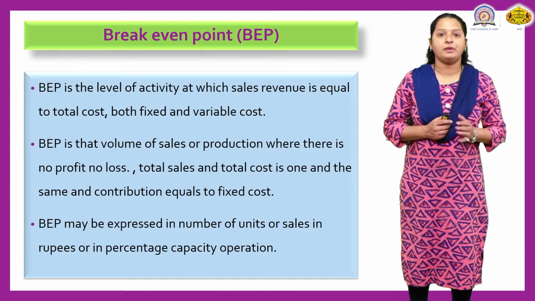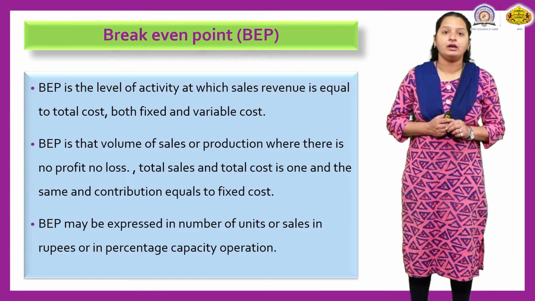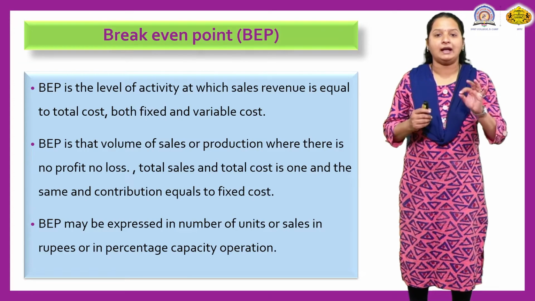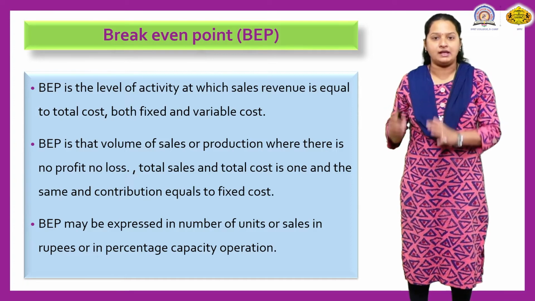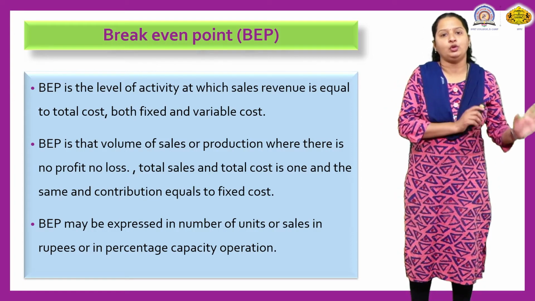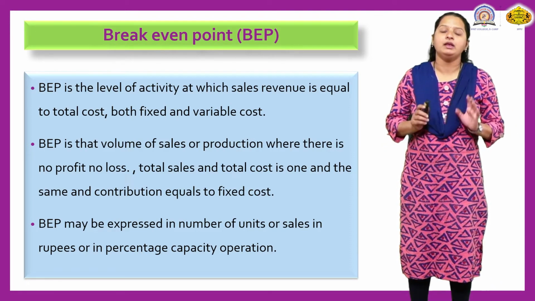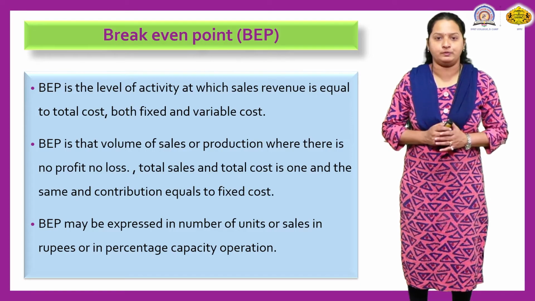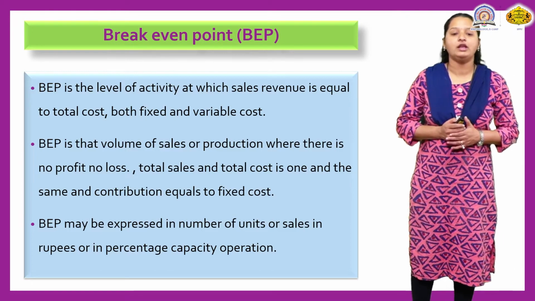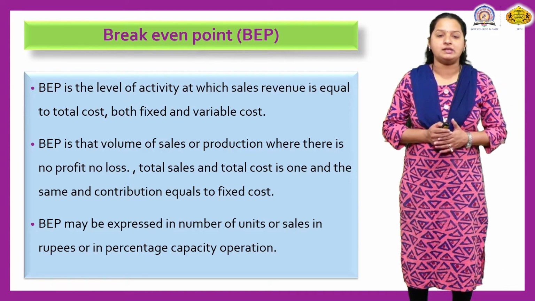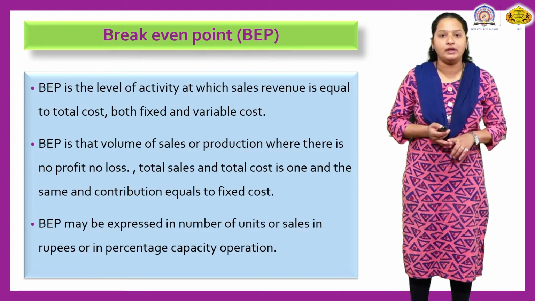BEP, which is known as break-even point, is the production level at which the company will earn revenue which is totally equal to its total cost. Hence, at that point, the company is earning no profits. BEP may be expressed in number of units, or sales in rupees, or in percentage capacity operation. So you can calculate the BEP according to the units, according to the rupees, etc.